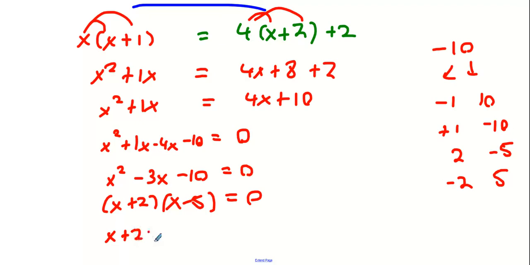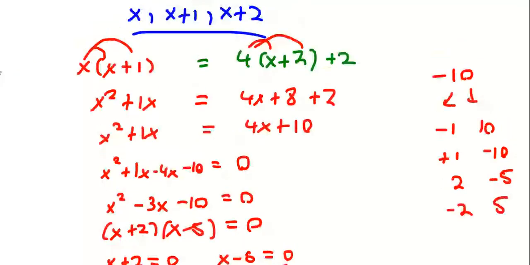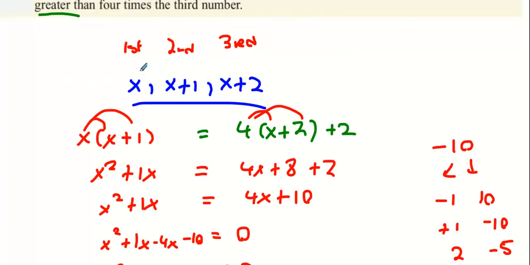We're going to get x plus 2 equals 0, x equals minus 2. That's not allowed because it has to be a natural number. x minus 5 equals 0, and then our answer is x equals 5. So I think the 3 numbers I was talking about would be 5, 6, and 7.